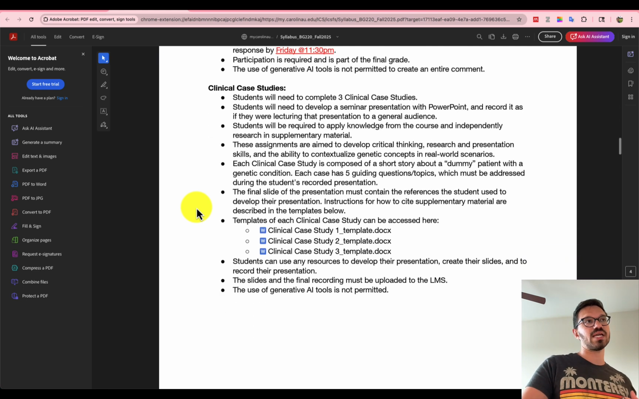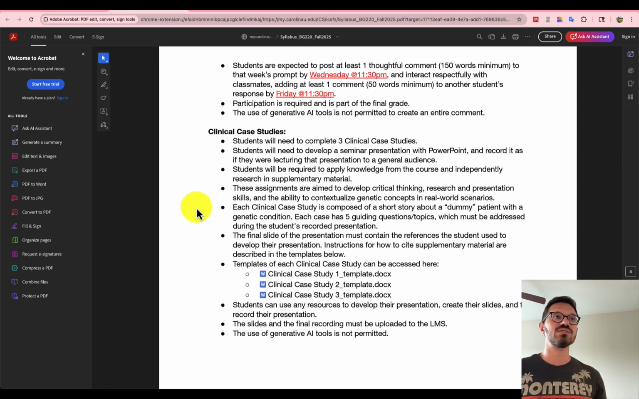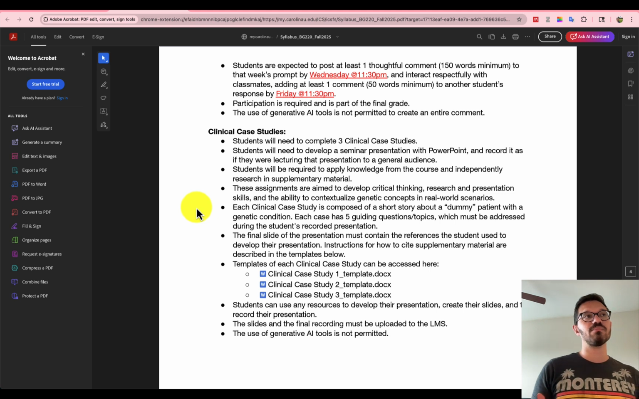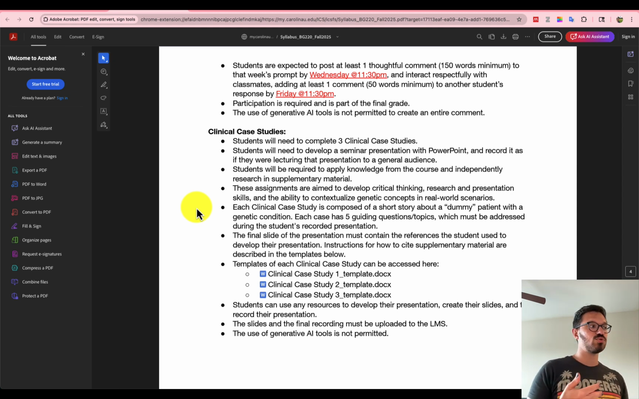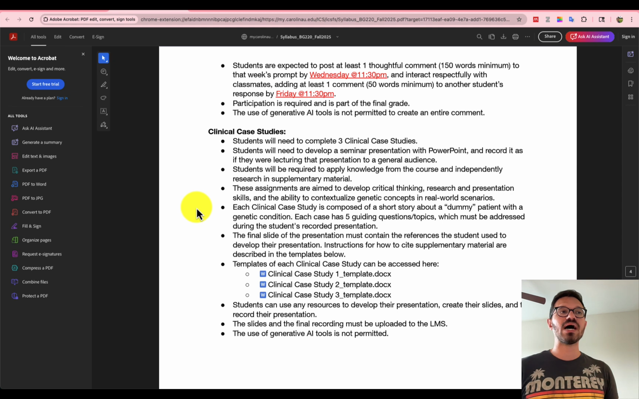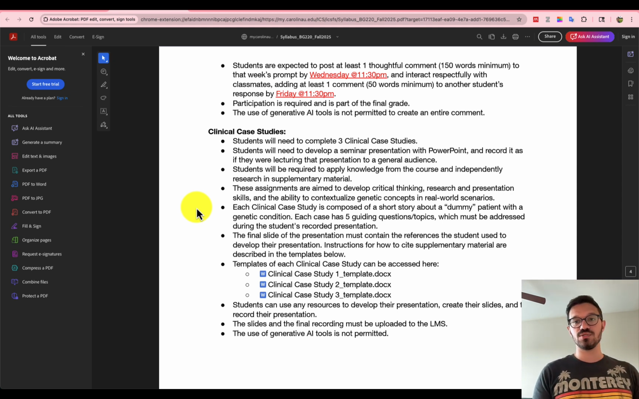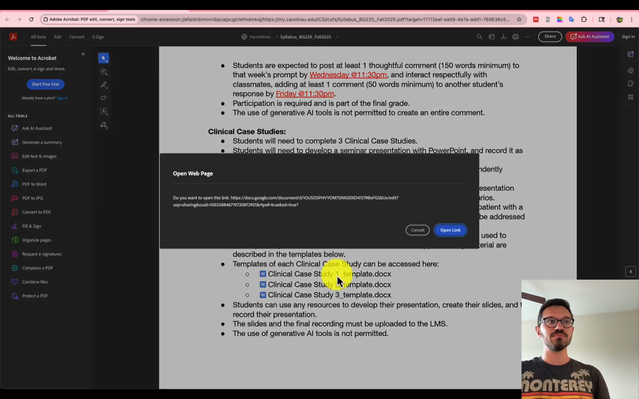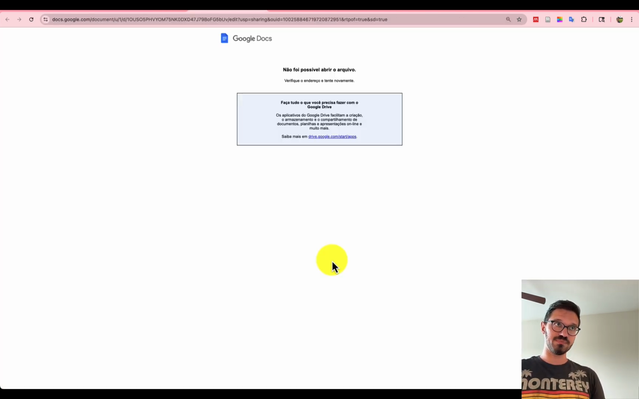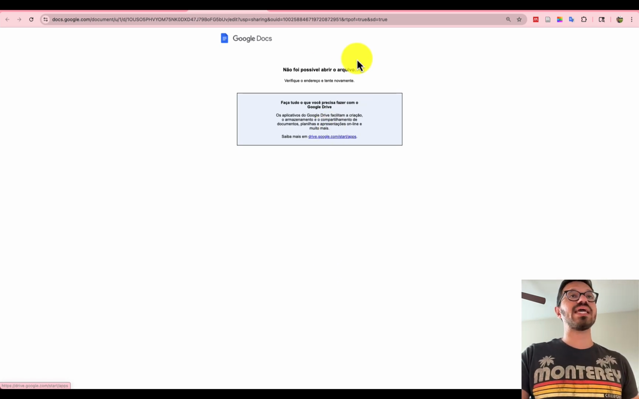Another type of assignment that I have here is the clinical case studies, and I am changing this semester the way these clinical case studies are turned in. Throughout the semester, you're going to be asked to make a presentation about 3 clinical case studies. Those clinical case studies are already available in these templates, so I'm going to click on one template. Oops, I guess I can't open it because I'm not using my Carolina account.